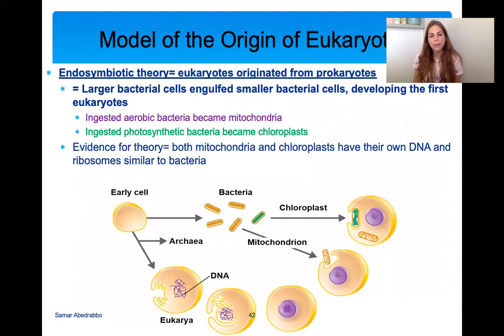And then finally, I want everyone to know something called endosymbiotic theory. Endosymbiotic theory suggests that eukaryotic cells originated from prokaryotes, and the idea is that large bacteria engulfed small bacteria, so they ate each other, and aerobic bacteria became mitochondria, photosynthetic bacteria became chloroplasts. The evidence for this theory is that both chloroplasts and mitochondria have two things: a circular piece of DNA that we see in prokaryotes, and also a 70S ribosome. So that's the evidence for the endosymbiotic theory, saying that our cells generated from other bacteria.